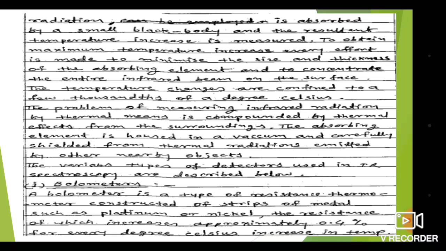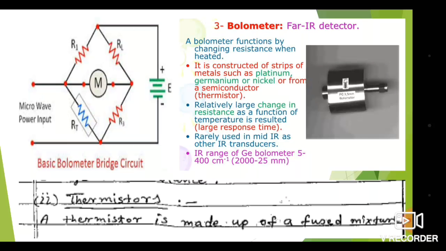So the bolometer is a type of resistance thermometer. It is constructed from strips of metal, platinum or nickel, and the resistance increases approximately 0.4% for every degree Celsius increase in temperature. If we increase the temperature by 1 degree Celsius, there is a 0.4% increase in the resistance. So this is about the bolometer.